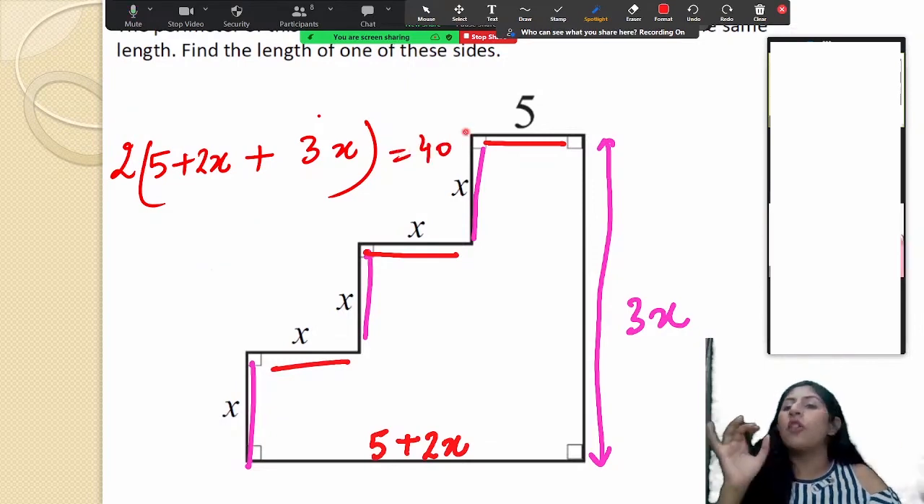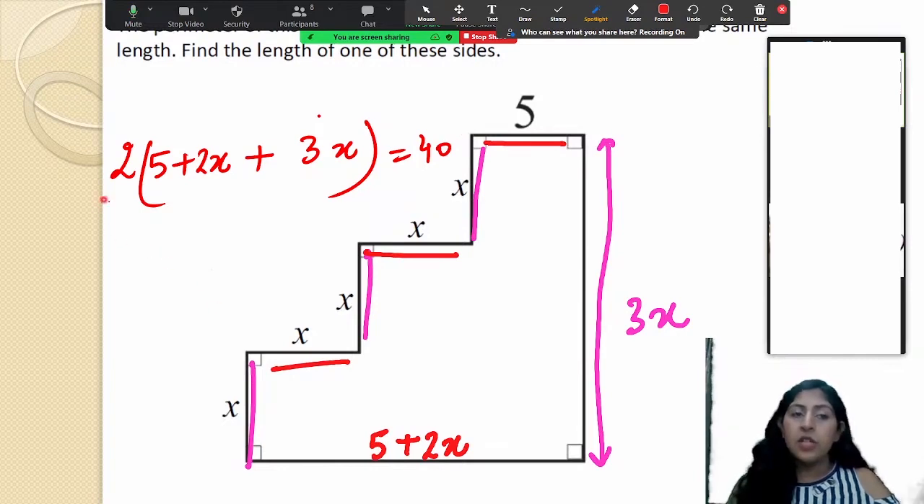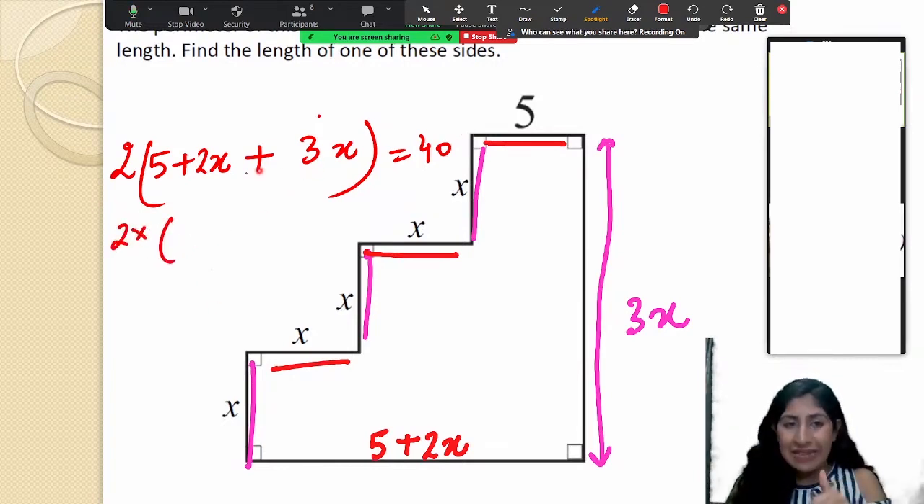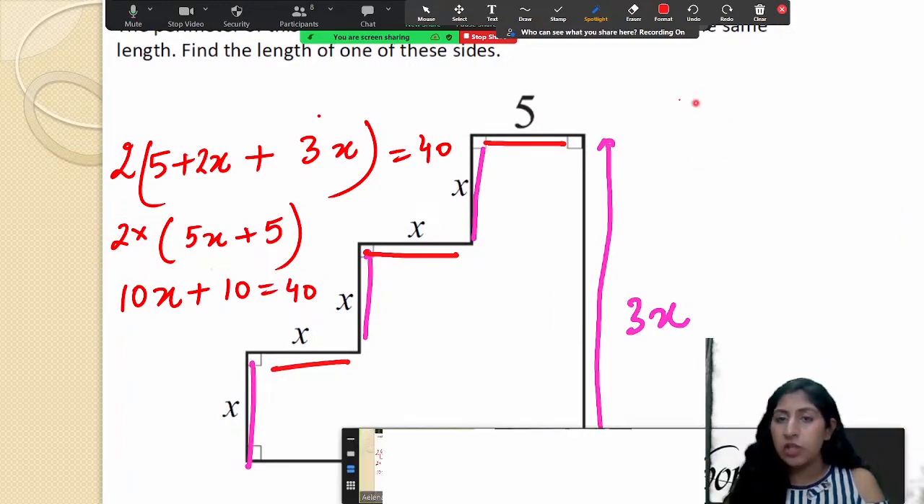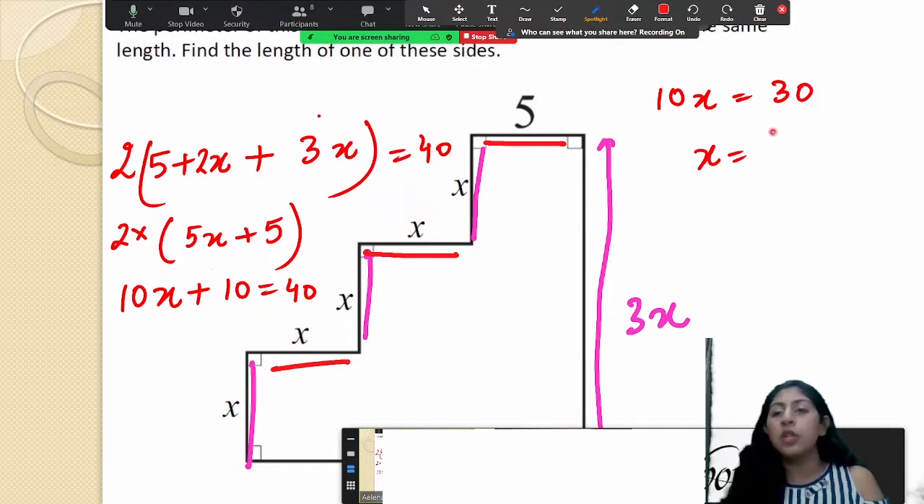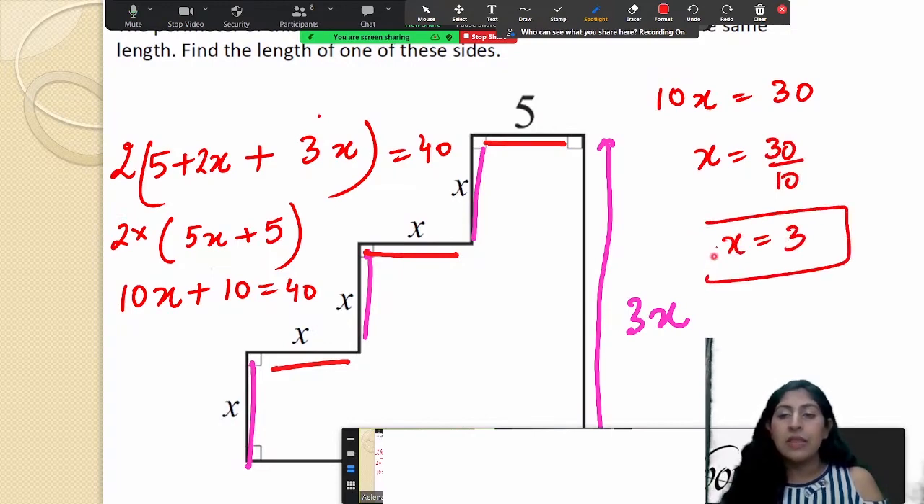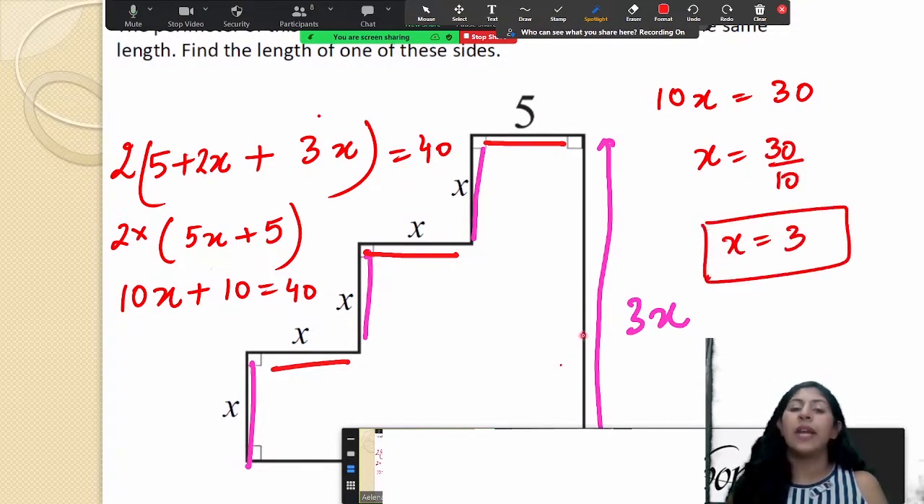Now you just have to solve this equation, everyone. It becomes 2 times the bracket 2x plus 3x, which is 5x, plus 5, so 10x plus 10 equals 40. Subtract 10 on both sides and you get 10x equals 30. 10 is being multiplied, so divide both sides by 10. So x equals 3. This is my answer. Is everyone getting it?